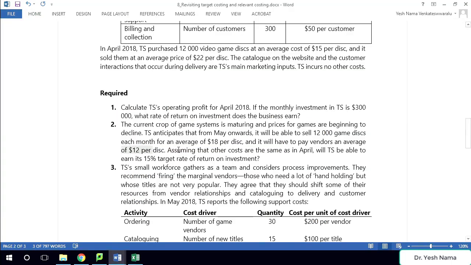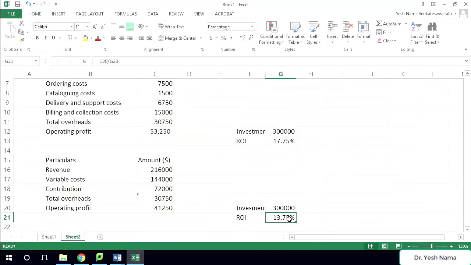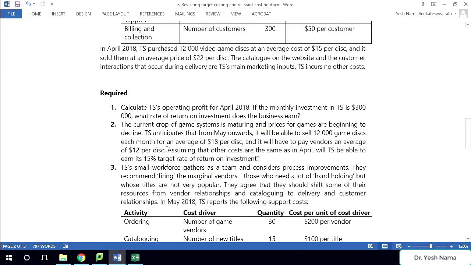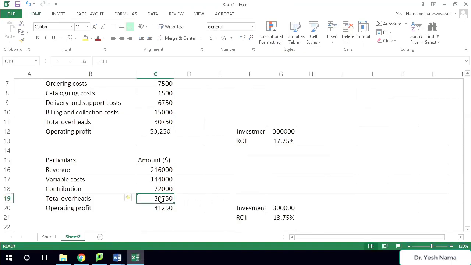The question says, assuming that other costs are the same as in April, will the company be able to earn its 15% target return on investment? The answer is no. So what did we do here? We changed the revenue, we changed the variable cost, we calculated the contribution, and we took the same overheads, because the assumption is all other costs are the same as in April. We calculated the profit based on the new contribution: 41,250 new profit upon investment of 300,000 times 100 gives us a return on investment of 13.75%.